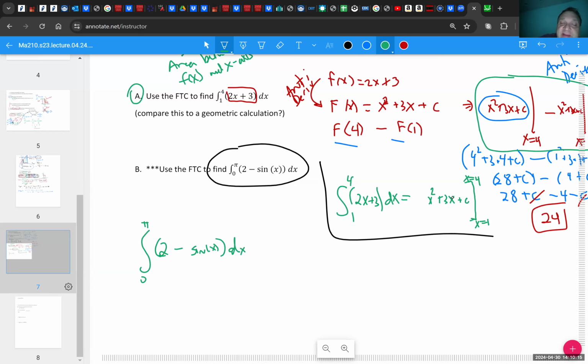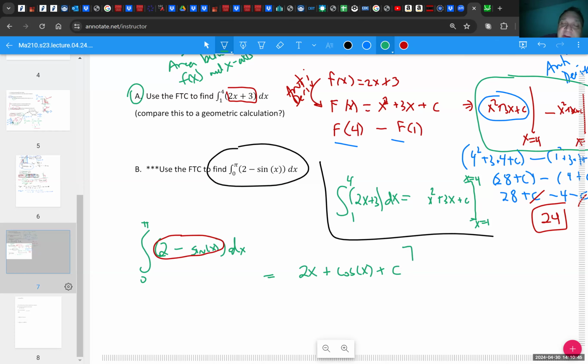So I have to find the antiderivative of this function. This is my function, 2 minus sine x. That's my f of x. So I have to find the antiderivative. I'm pretty good at doing antiderivatives, being a math teacher and all. So the antiderivative of 2 is 2x. The antiderivative of sine is minus cosine. So the antiderivative of minus sine is plus cosine. And I do get my plus c for my integration.